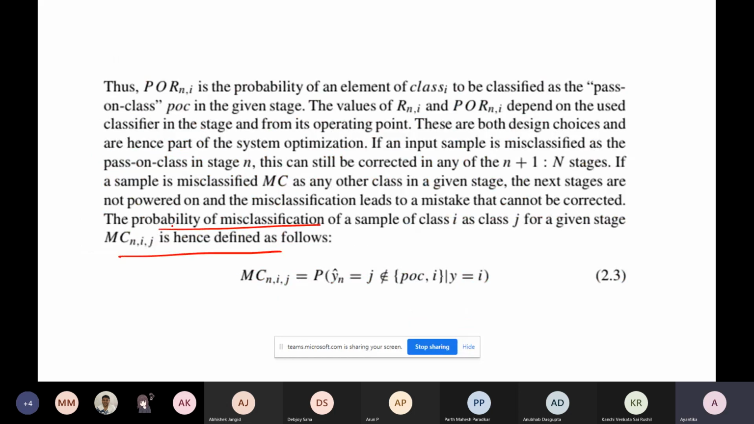On the other hand, the pass on rate is the probability of an element of class I to be classified as a pass on class. Okay.